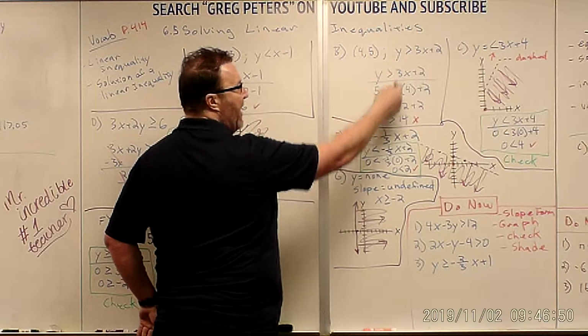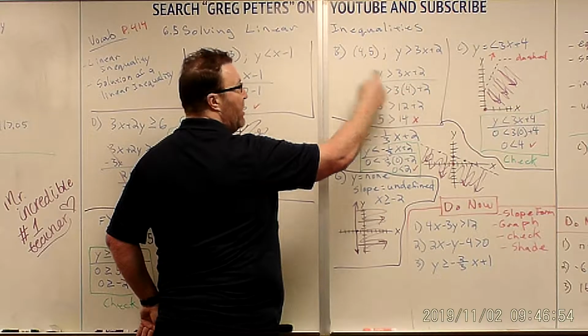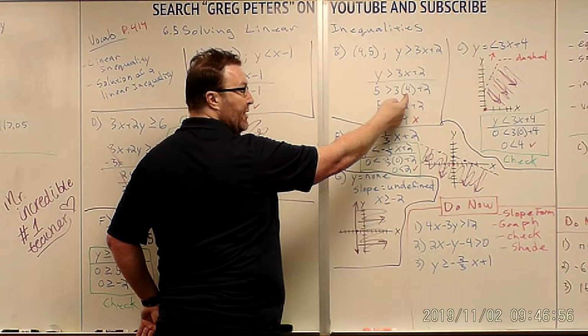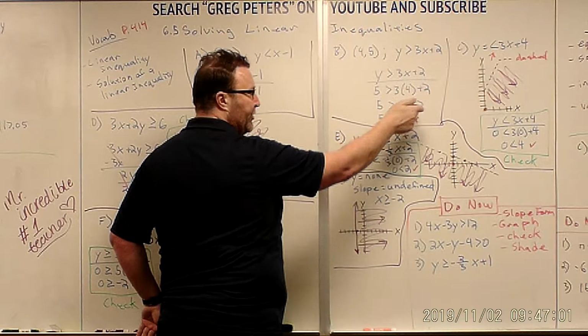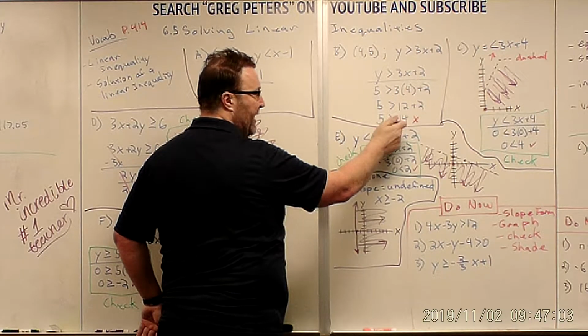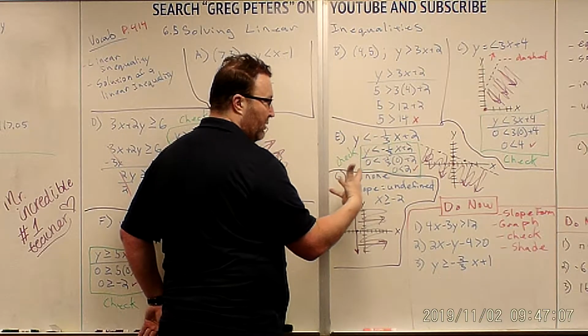So 5 in here, 3 in here. Remember, this x becomes parentheses, right? So we input the 4 into parentheses and then solve it, order of operations. 3 times 4 is 12, bring down the 2. 12 plus 2 is 14. Then we say this to ourselves, 5 is greater than 14. Is that true? No.